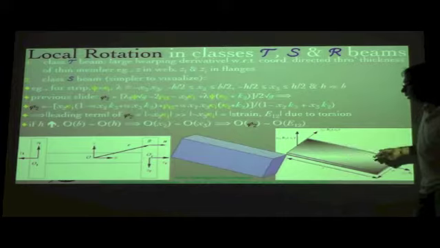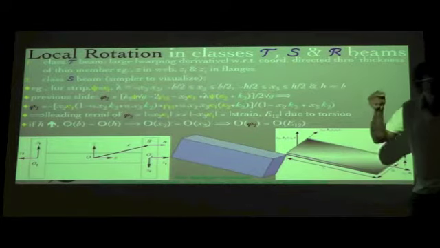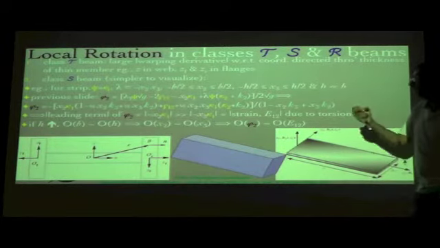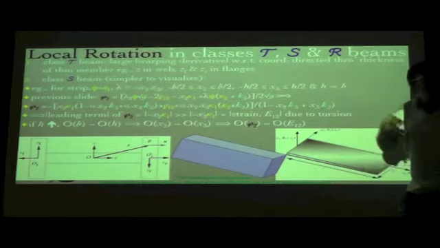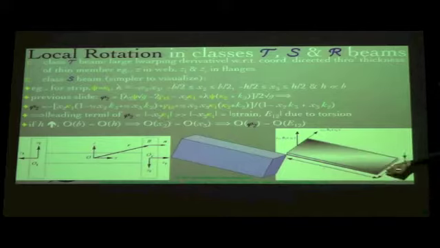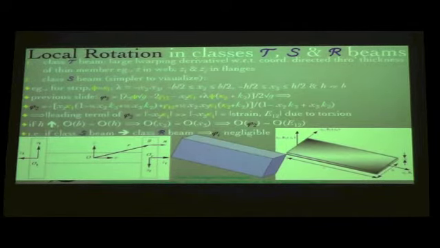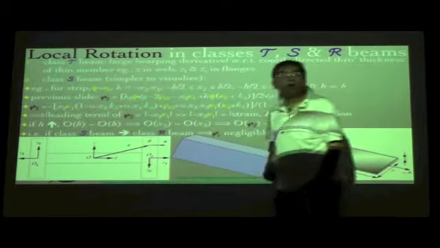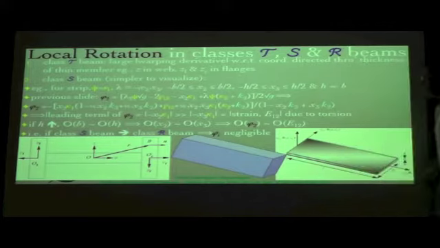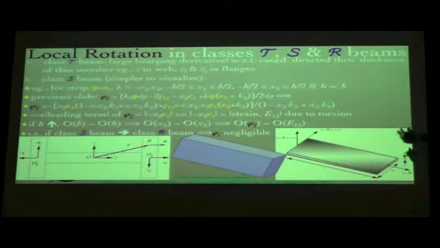The only difference is that your local rotations start coming down in magnitude. In other words, they become higher order contributions to the strain energy, and therefore not as important as they were for the strip. So that is, if a class S beam is slowly morphed into a class R beam, your local rotations start becoming less and less important and eventually negligible.